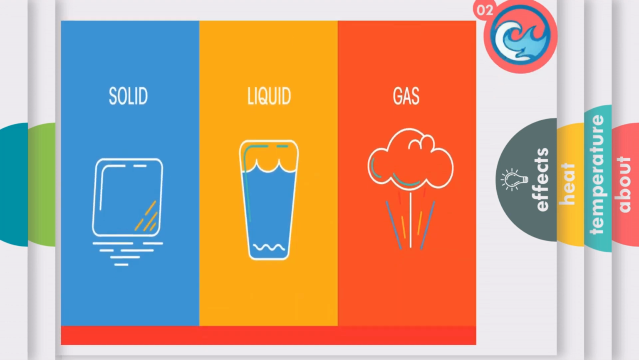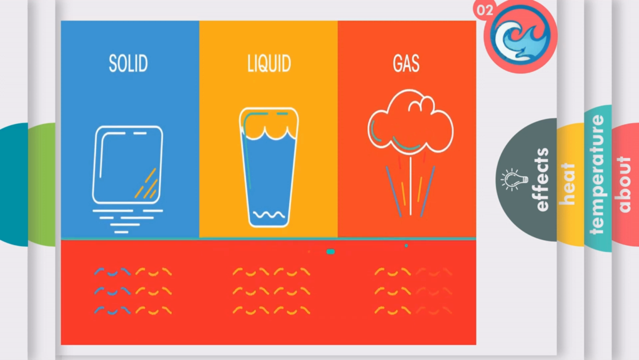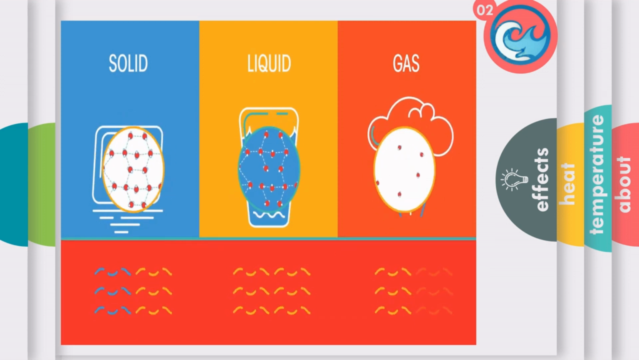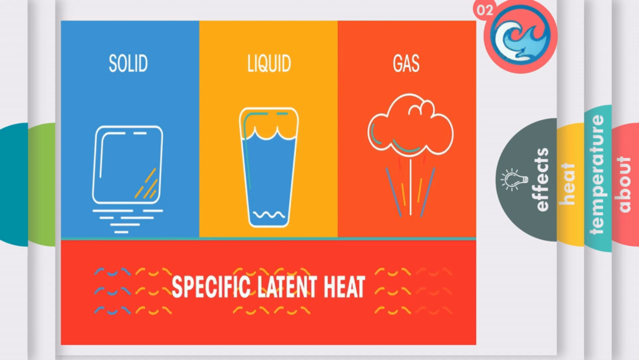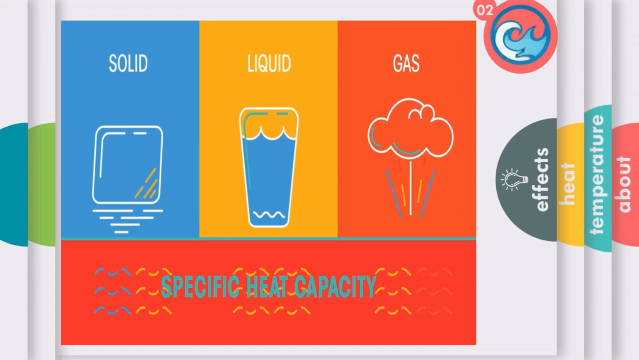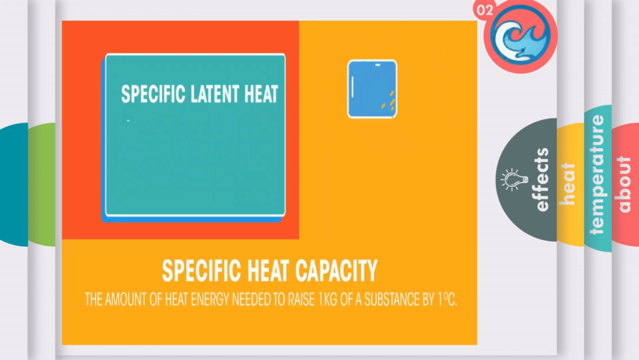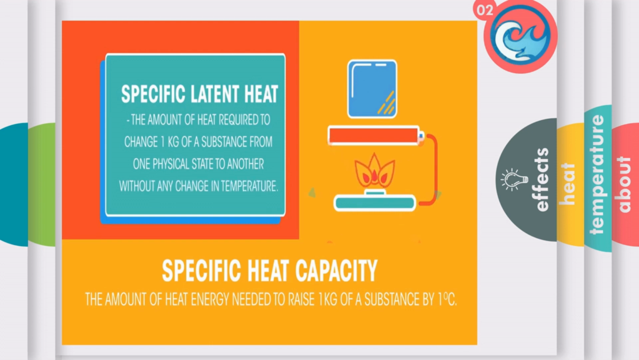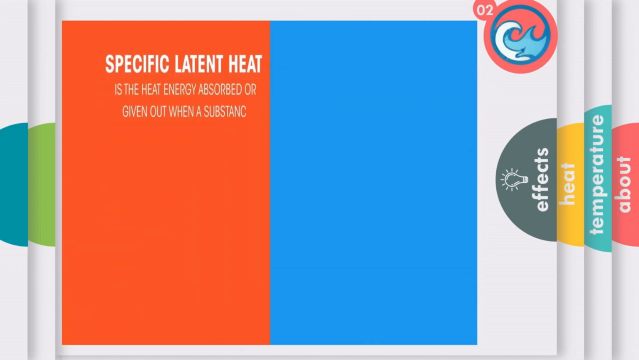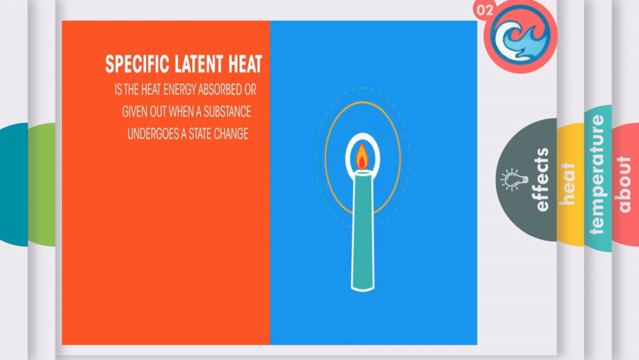When a substance changes its state, heat energy is involved. The energy is not to heat up the substance, but to separate the molecules from each other. This is known as specific latent heat. Specific latent heat should not be confused with specific heat capacity. Specific latent heat is defined as the amount of heat required to change 1 kilogram of a substance from one physical state to another without any change in temperature. So specific latent heat is the heat energy absorbed or given out when a substance undergoes a state change. For example, the heat energy is absorbed when a candle burns and a solid wax melts.